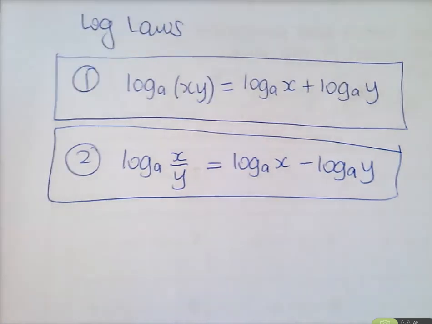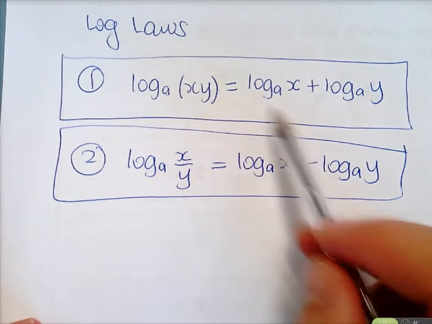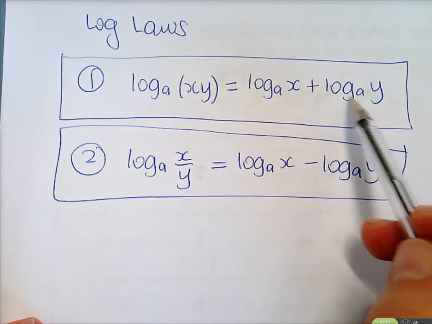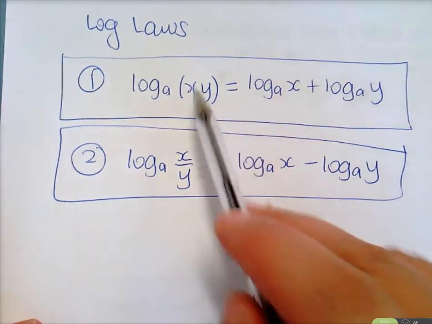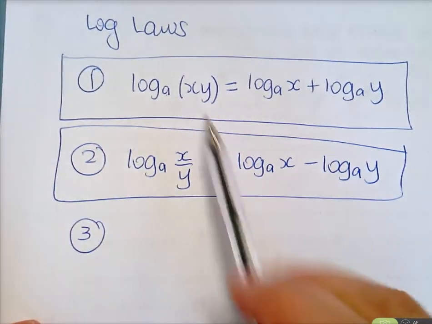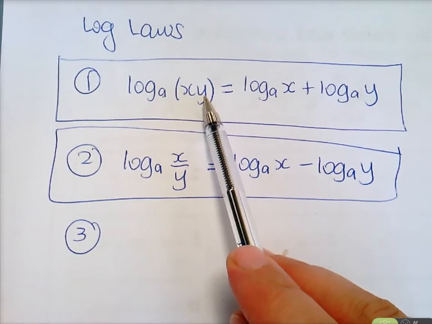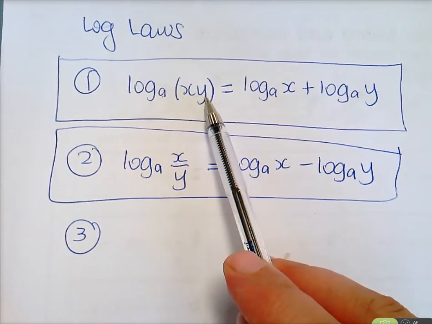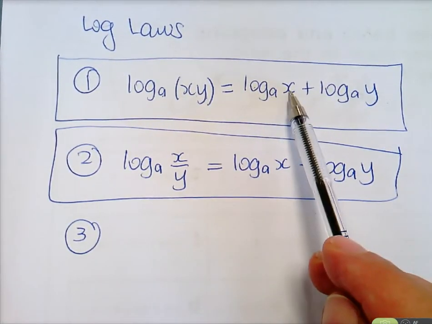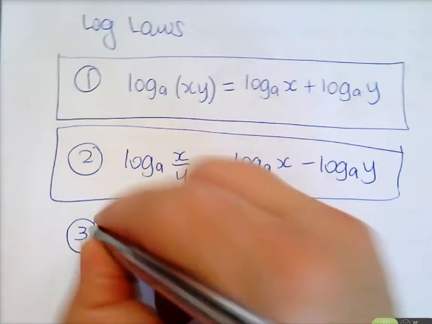Our log laws, our logarithm laws. Log to the base a of x times y is log to the base a of x plus log to the base a of y. So for example, it might be log to the base a of 6, because 6 is 3 times 2. That would be log to the base a of 2 plus log to the base a of 3. I'll do examples later, all right?